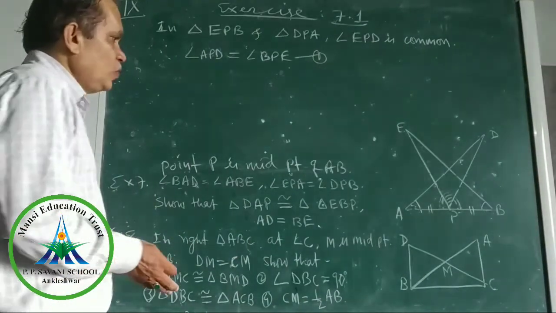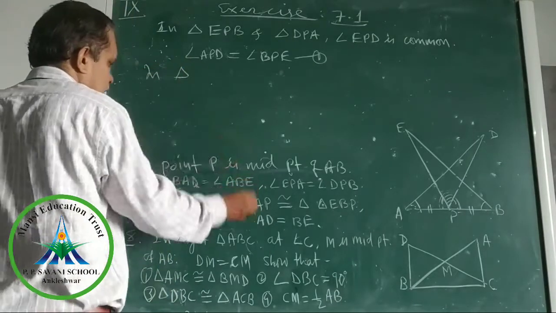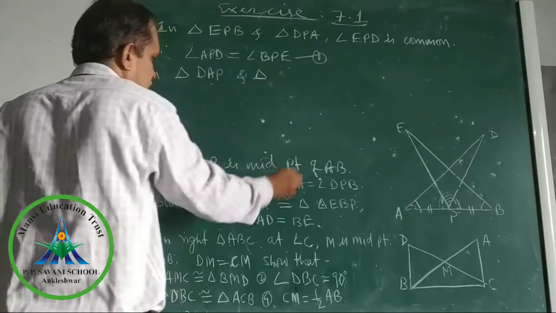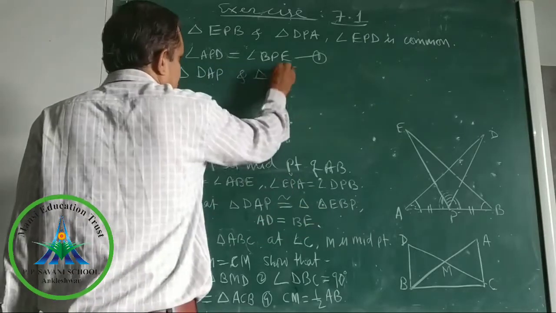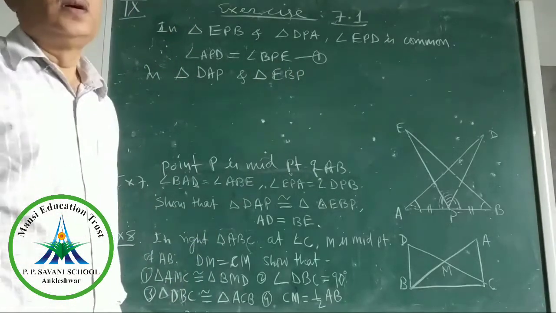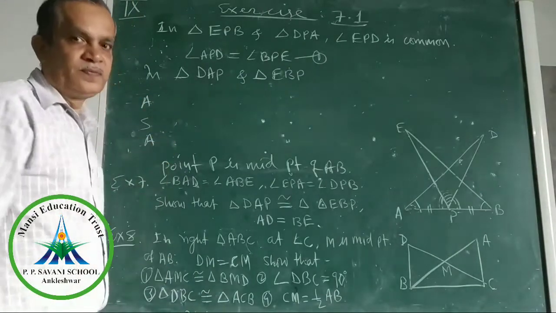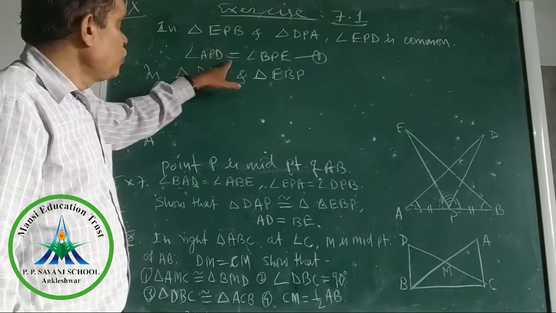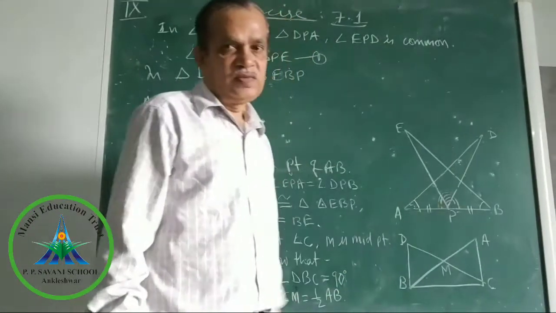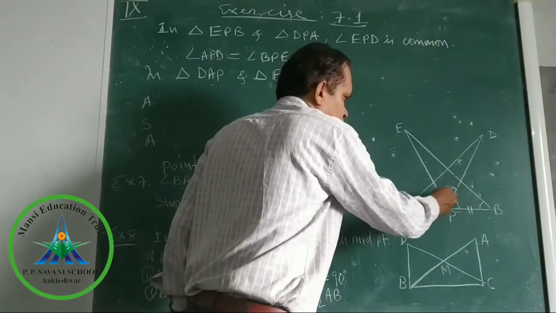Now we are taking these triangles. Take now triangle DAP and triangle EBP. Which rule did we read? Angle, side, angle. This we wrote directly because we have added the common thing, the same thing, to equals. Therefore the whole is equal. This angle equals this angle.